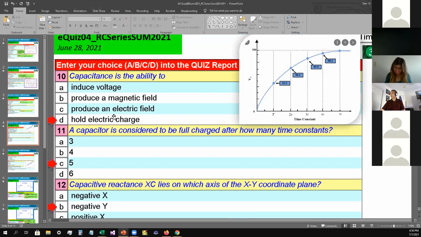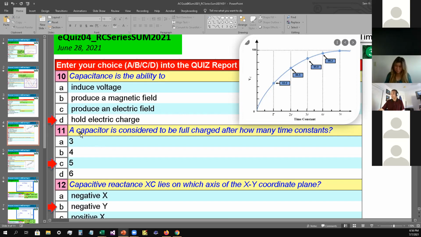Okay, so the capacitance is the ability to hold the electric charge in the capacitor. So the answer is D as in delta for number 10. A magnetic field is only in the inductor. In this one, induced voltage, no, we don't induce anything. The only thing is holding the electric charge, electrons, for a capacitor.